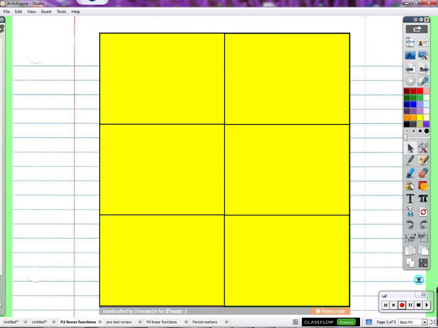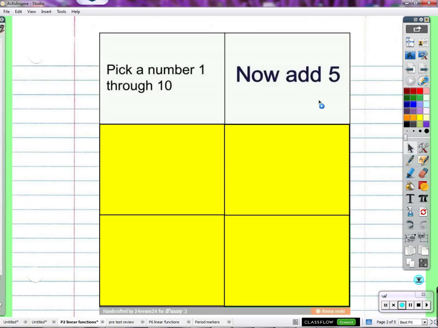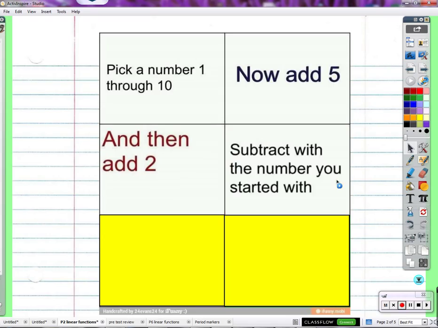I found this little number trick that you don't need paper for or anything, just in your head, okay? You ready? It's going to be amazing. All right, you should have done that by now. Okay, and two. So far, so good? Okay. Subtract the number you started with. All right, so subtract the number you started with.